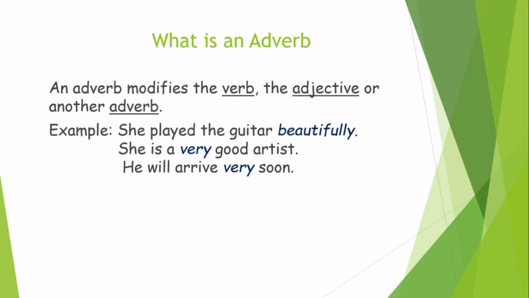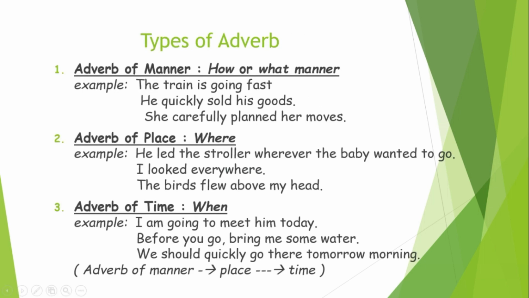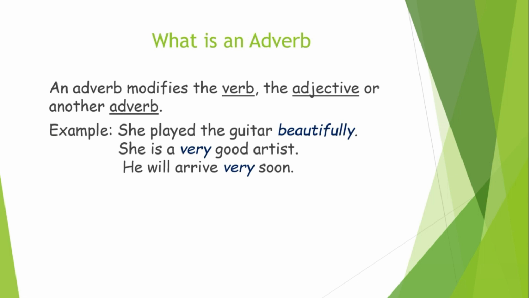An adverb not just gives us additional information about the verb, but also about the adjective or about another adverb. Are you confused? Okay, now let me give you an example so you will understand. She is a very good artist. Here the adjective is good. What kind of artist is she? She's a good artist. So this is the adjective. Here very is the adverb. It is describing the adjective.